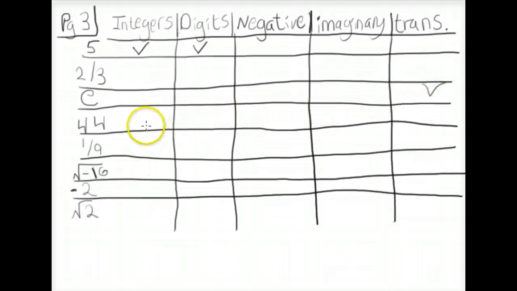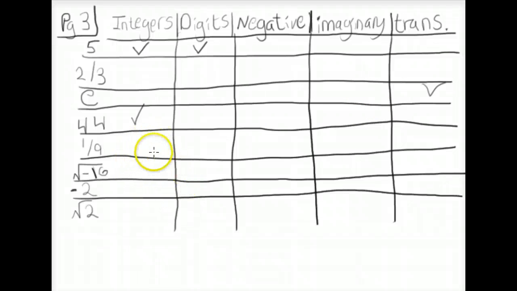The number 44 is an integer. It is a positive number. So remember that integers are the positive and negative whole numbers. It is not a digit because it's not from 0 through 9. It's not a negative number. It's not an imaginary number or a transcendental number. But it would be part of the real number category and, of course, the complex numbers and the even numbers.